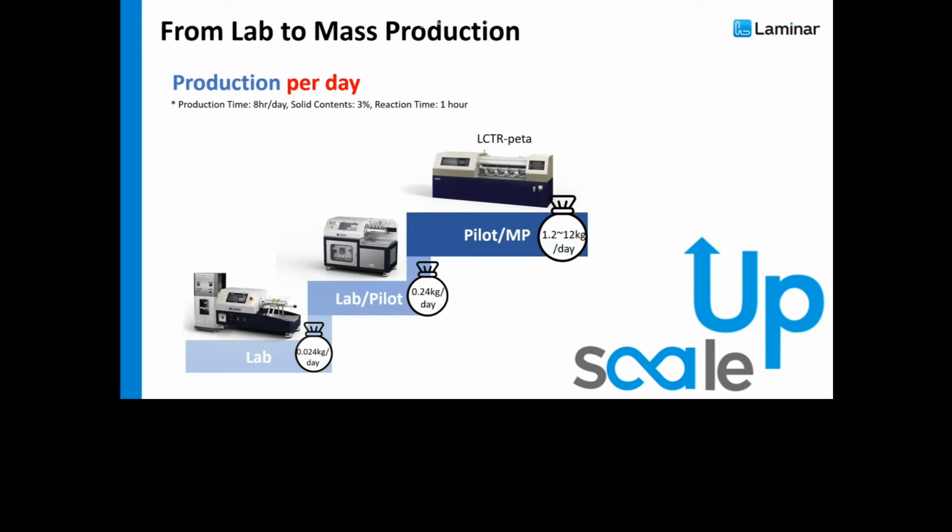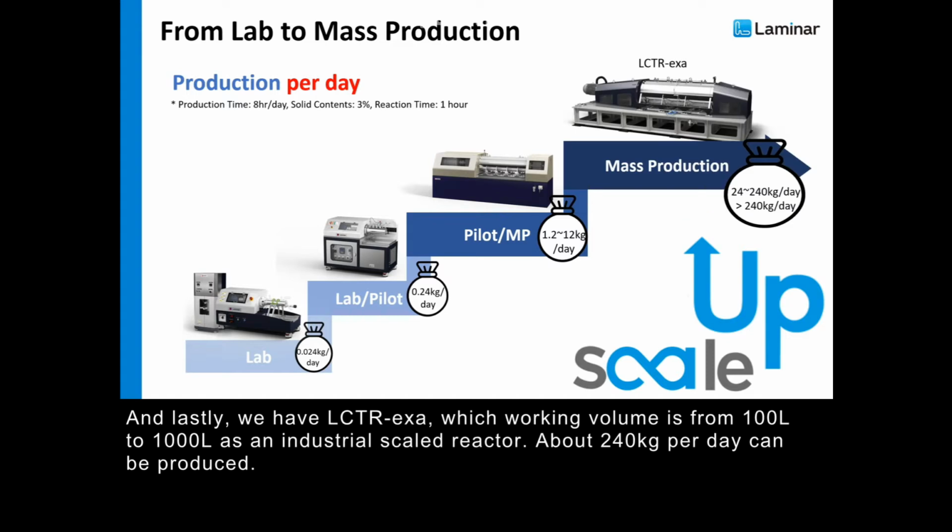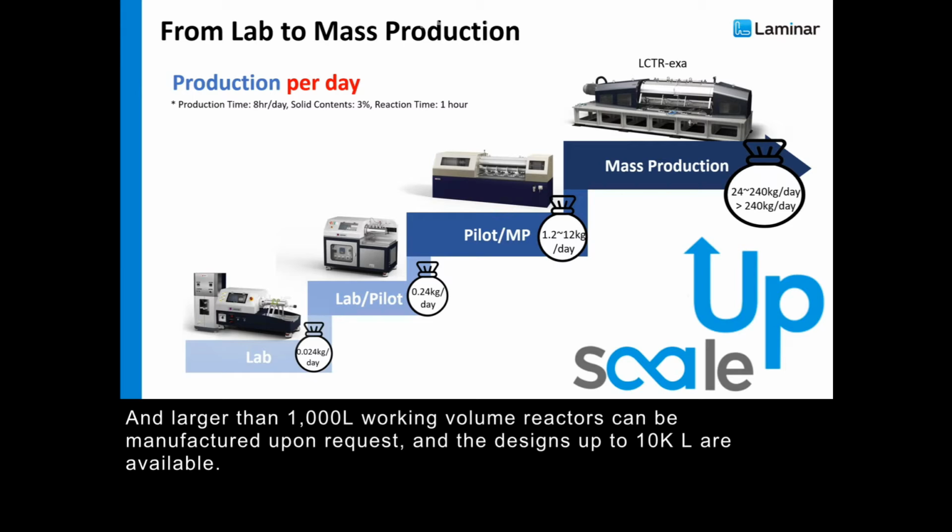And lastly, we have the LCTR EXA model, which has a working volume from 100 liters to 1000 liters as an industrial scale reactor. About 240 kilograms per day can be produced, and reactors larger than 1000 liter working volume can be manufactured upon request, and designs up to 10K liters are available.